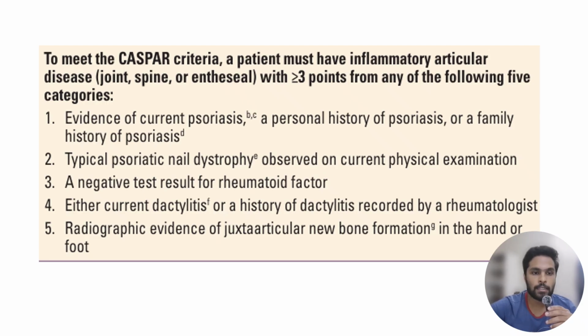There should be evidence of current psoriasis, which can be skin or scalp psoriasis, which is given a point of 2, or a personal history of psoriasis, which is given a point of 1, or a family history of psoriasis, which is also given a point of 1.